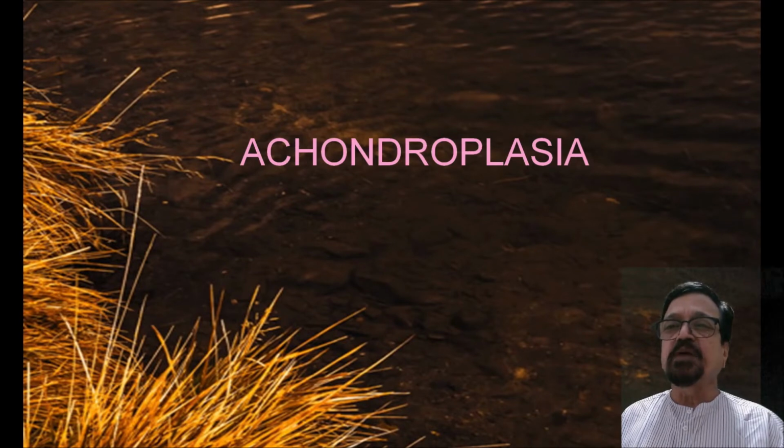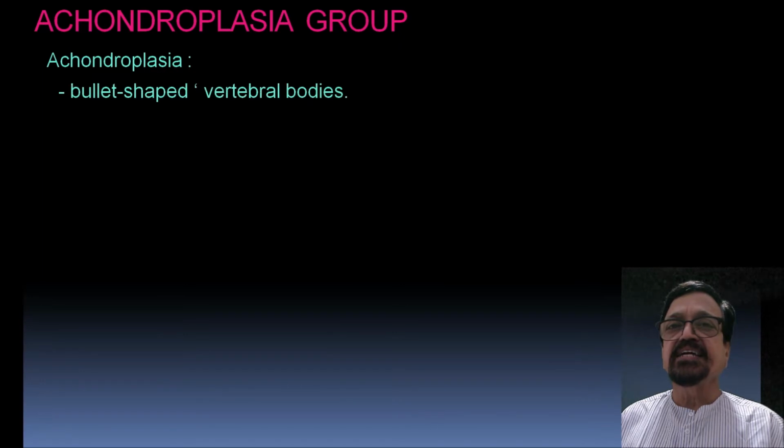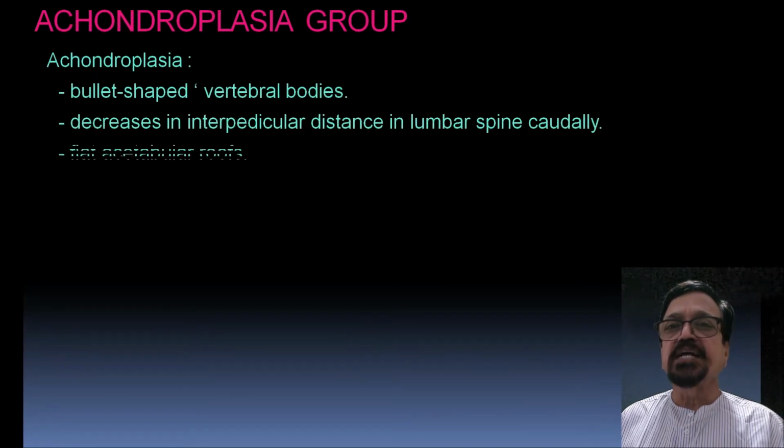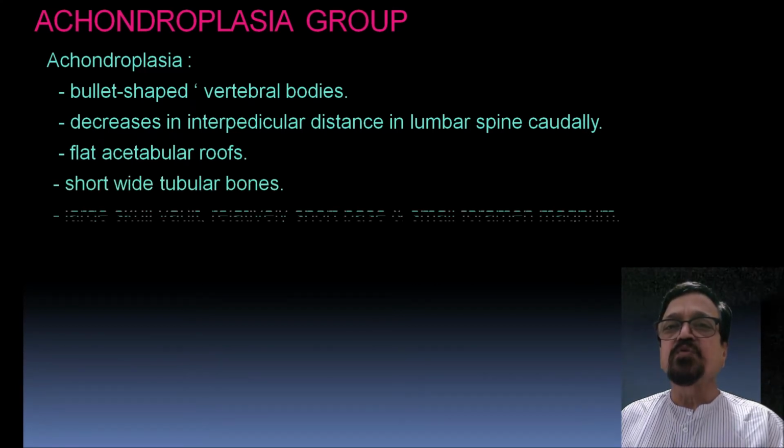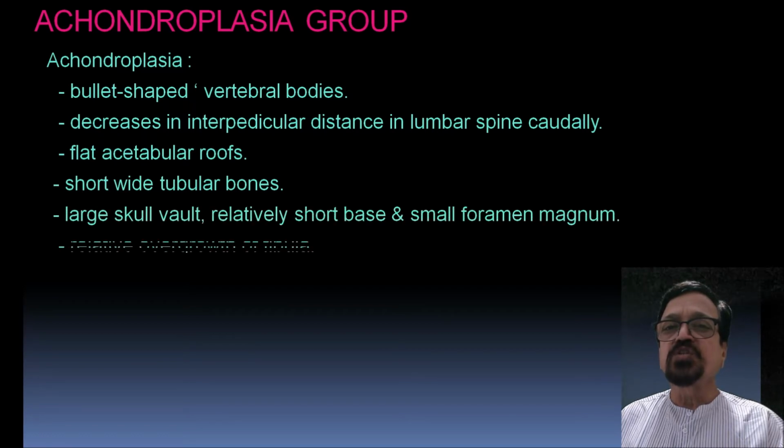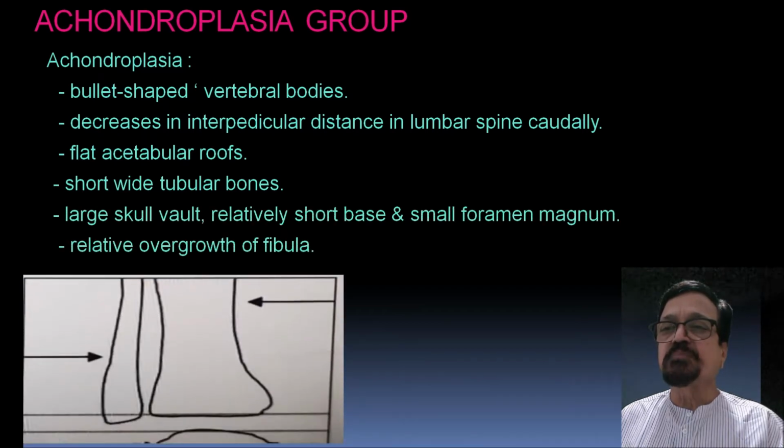Achondroplasia. Let's come to achondroplasia. Let's see what it is. Achondroplasia is a type of dysplasia. In that, there will be bullet-shaped vertebral bodies, then decrease in interpedicular distance in the lumbar spine caudally, and flat acetabular roof, short wide tubular bones, large skull vault, relatively short base, and small foramen magnum, and relative overgrowth of the fibula. So fibula will overgrow as compared to tibia.